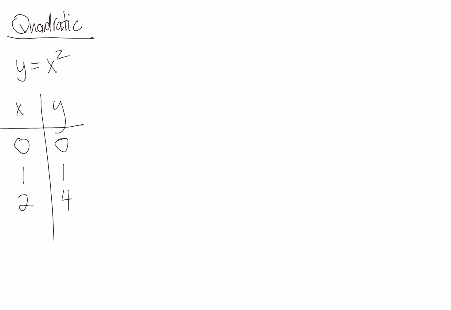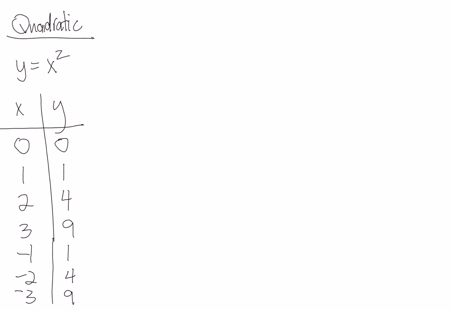2 times 2 is 4. 3, we get 9. And now let's keep going to some negatives. If you put in a negative 1, negative 1 times negative 1 is also positive 1. Negative 2 times negative 2 is also positive 4. And negative 3 times negative 3 is positive 9.